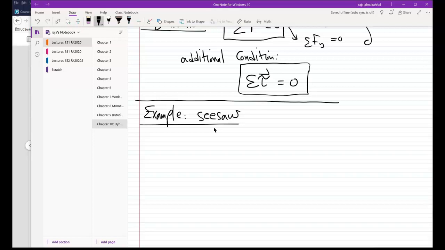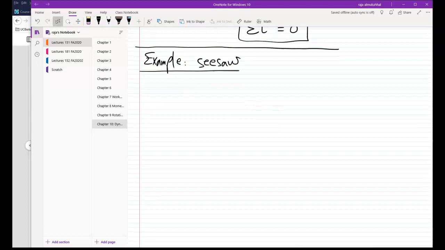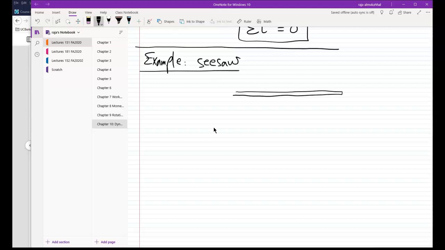Let's assume that the two children are just sitting on the seesaw, but they're not moving. Before they start moving, they're just sitting there. One child has a different mass than the other child. So let's draw the seesaw first, and then I'll tell you what we want to do. So here is the seesaw. It's basically a wooden plank. And right in the middle, you have the fulcrum, where it's balanced.